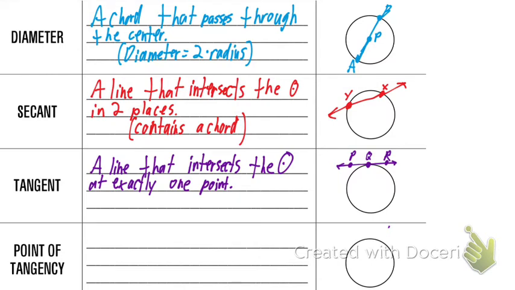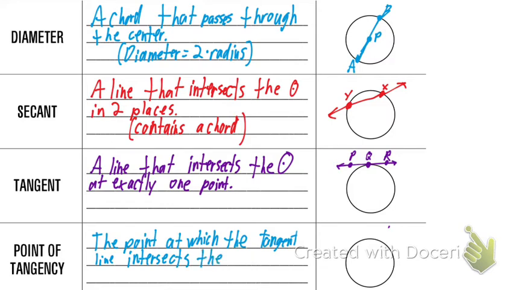So we have a tangent, so we have the point of tangency. The point of tangency is, surprise, the point at which the tangent line intersects the circle. So it's where the tangent line intersects the circle. So for our last example, what would be the point of tangency?